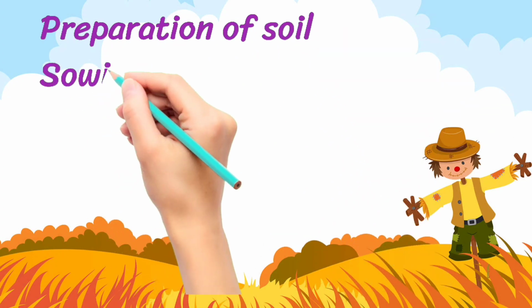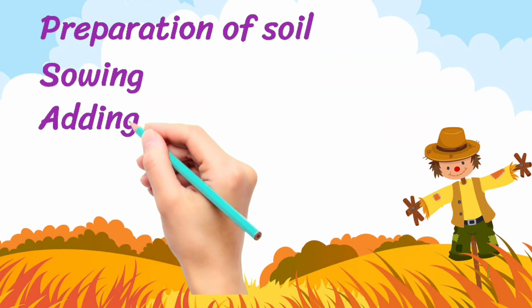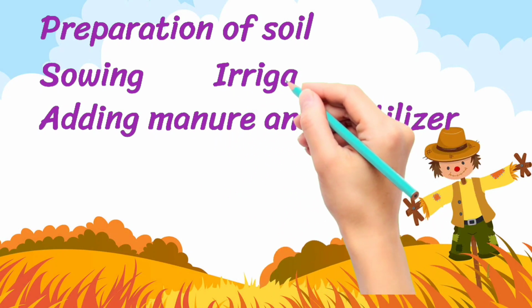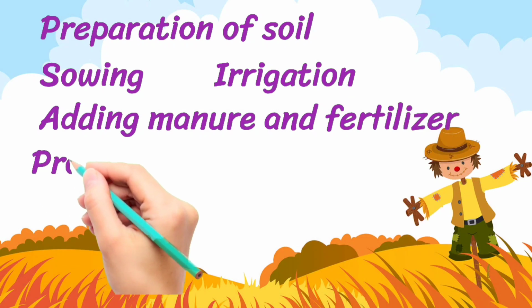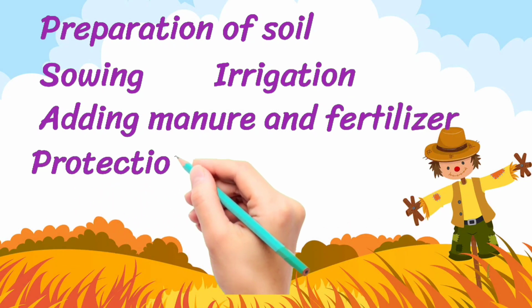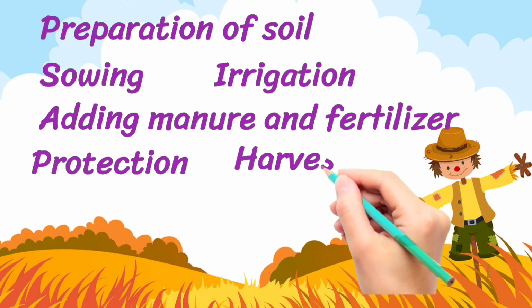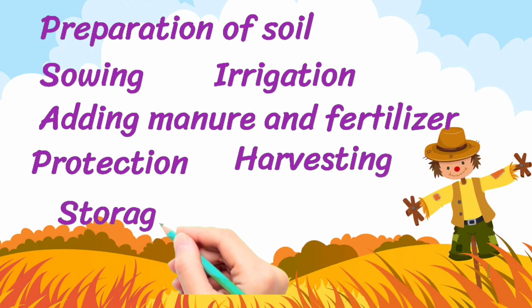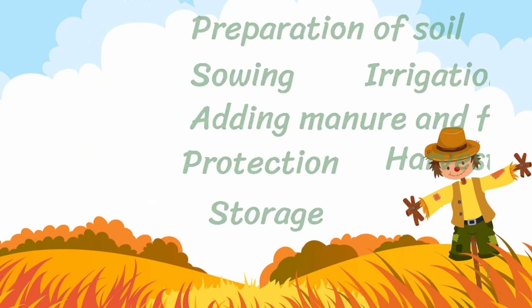First step is preparation of soil, sowing, adding manure and fertilizers, irrigation, followed by protecting crop from weeds, then harvesting, and at last storage of the fruits.